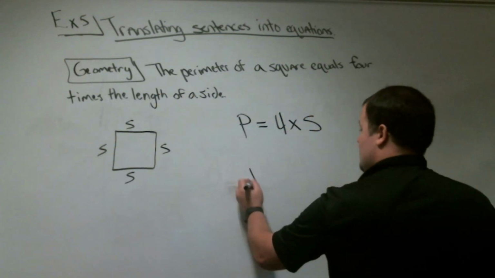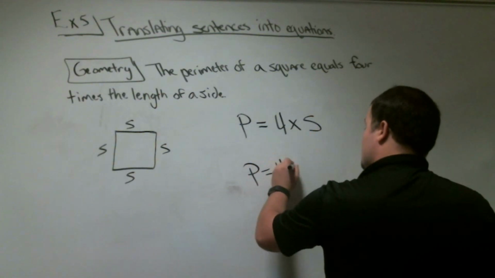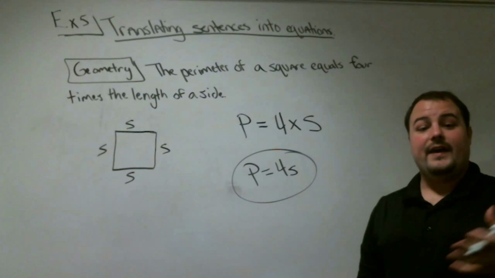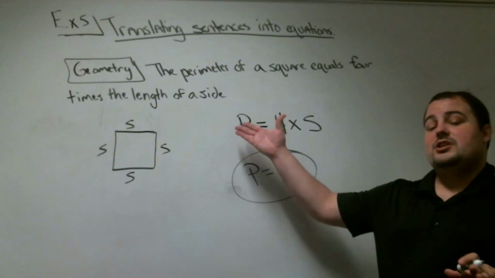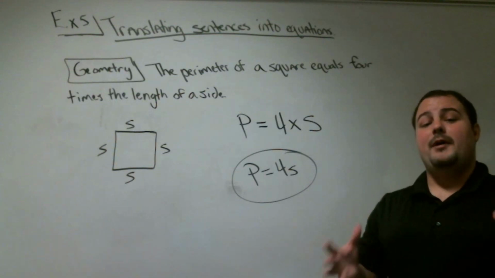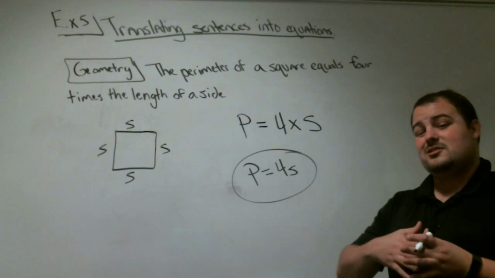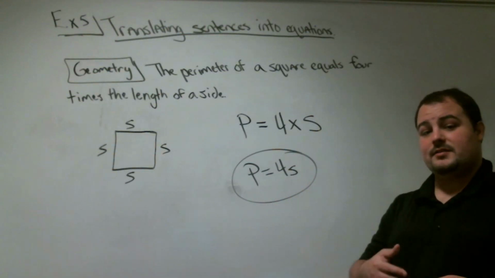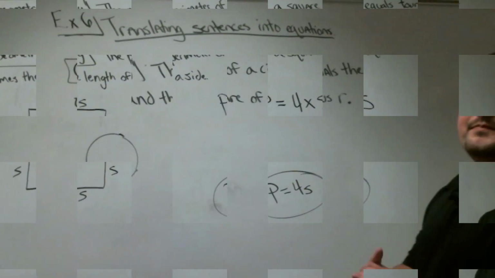So in this case, our perimeter is equal to 4S, because S stands for the side length. And that is how we take information that's given to us and write it in a mathematical sentence that creates a formula, a mathematical rule based on something that we do know. So this is one of the laws of mathematics. Perimeter of a square, 4 times the length of a side.